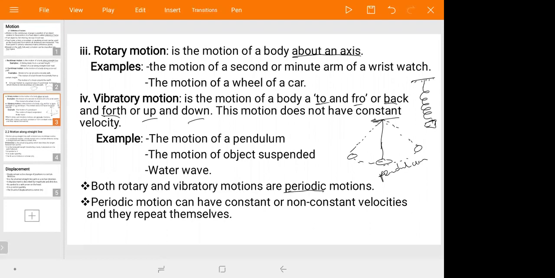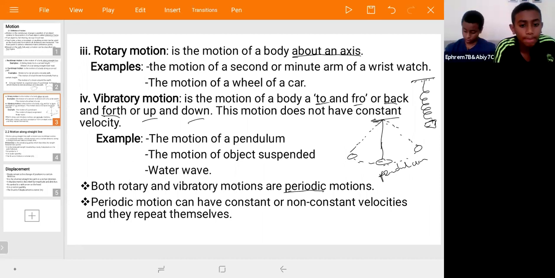Therefore, you must know their definitions with their examples. To say one motion is periodic, vibratory, rotary, curvilinear, and so on, you must consider whether it fulfills its definition. If it fulfills its definition, you can categorize the motion under the given types of motion. Have you understood what we have covered until now?